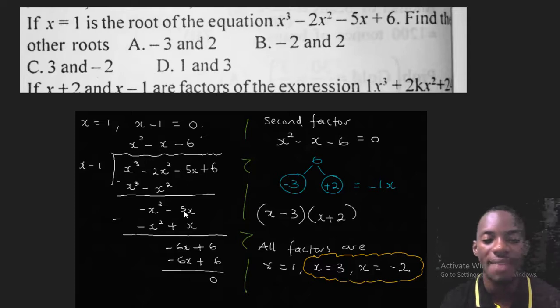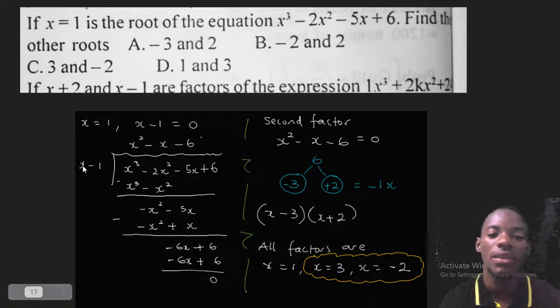Then bring down the 5s. Please don't bring down the 5s and the 6. Bring down only one term at a time. And that's what I have here, minus s squared minus 5x. Okay, now the next thing is actually divide again by x. So s in s squared is actually minus x. Okay, minus s times x is minus s squared. Minus s times 1 is actually plus x.